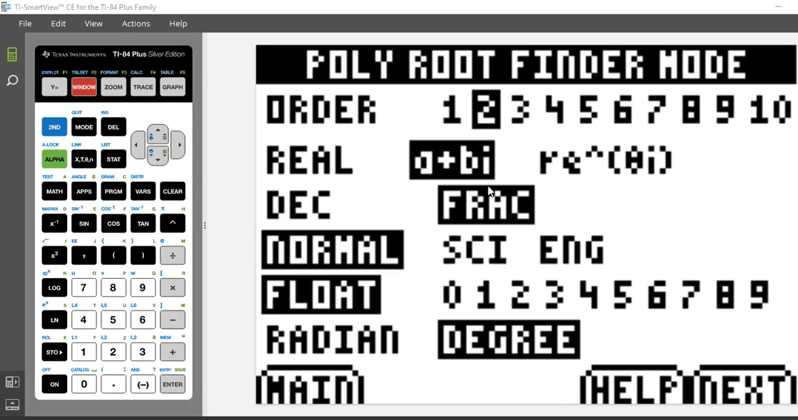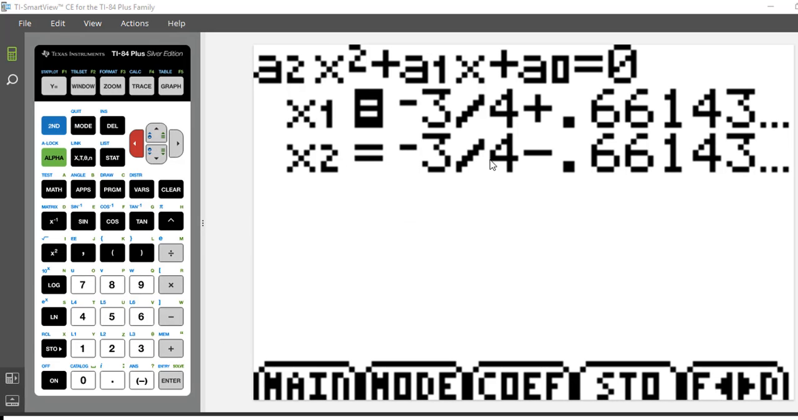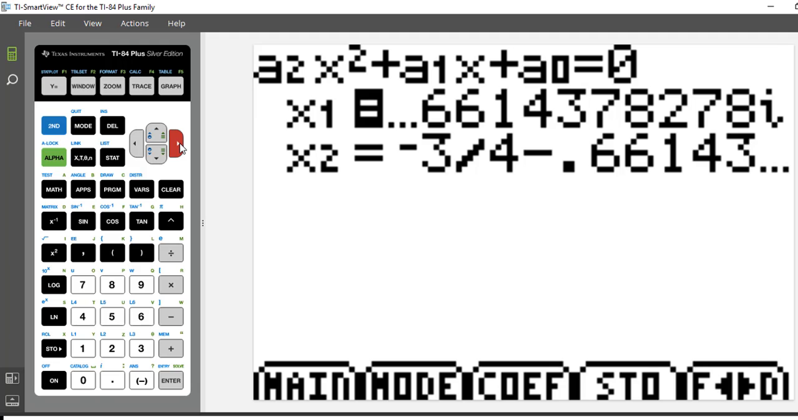Let's solve another quadratic equation with complex solutions. So I go to next. Here I will change A0, the constant, to 2. Then I go to solve. You can see you will get complex solutions. The imaginary part is an irrational number.